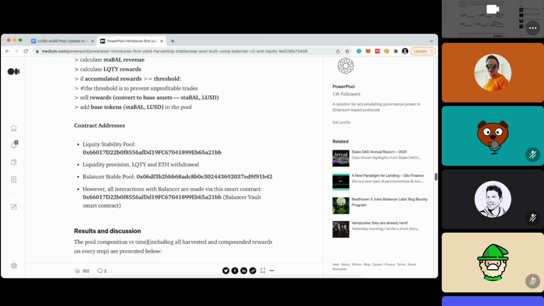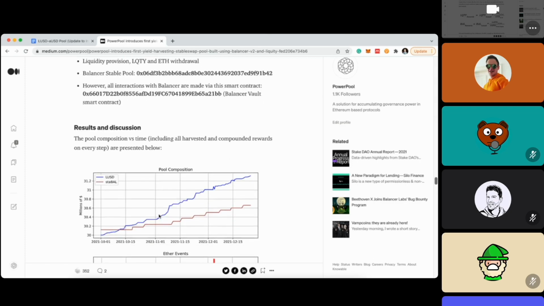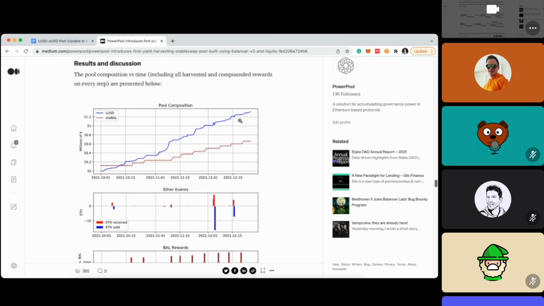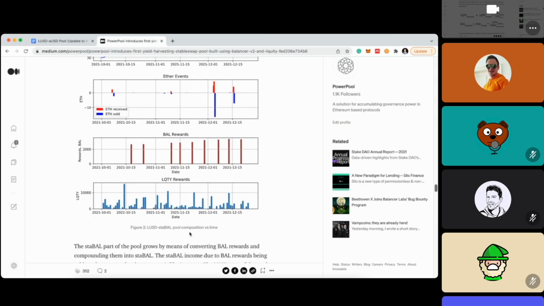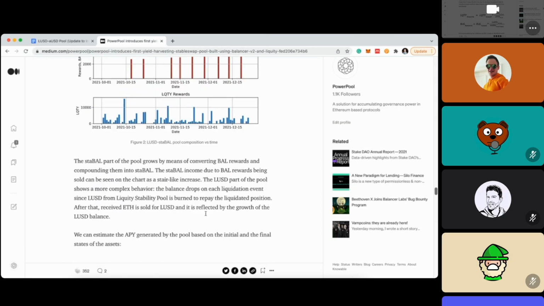There are some contract addresses that we used. So here are some results. We have a pool composition, how it grows over time based on liquidation rewards, balance rewards, and liquidity rewards. All rewards are harvested based on some conditions. For example, the gas cost at the time of harvest should not be bigger than 10% of the harvested amount, to make all these harvests economically rational.